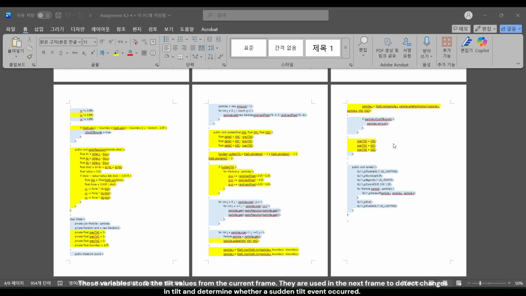These variables store the tilt values from the current frame. They are used in the next frame to detect changes in tilt and determine whether a sudden tilt event occurred.